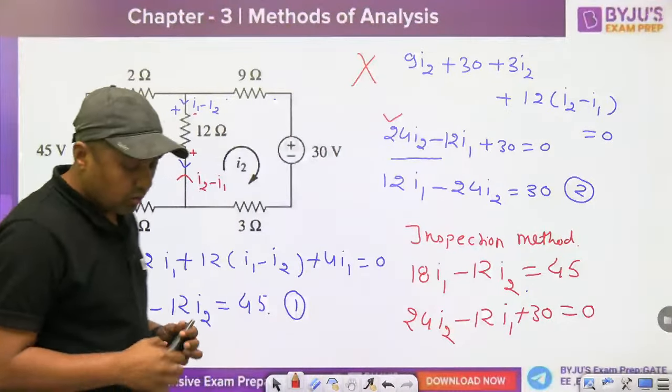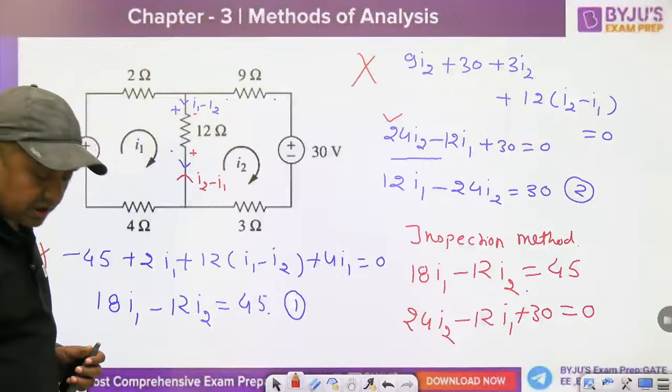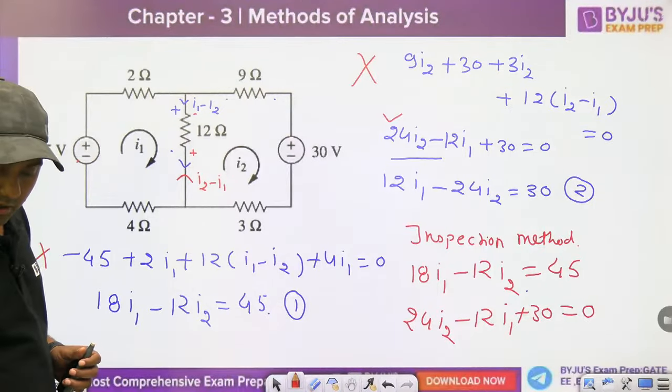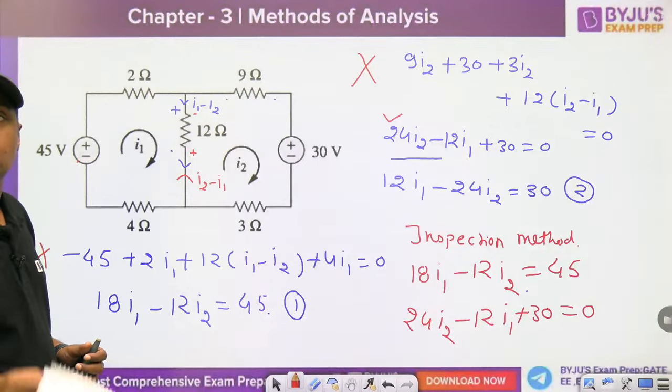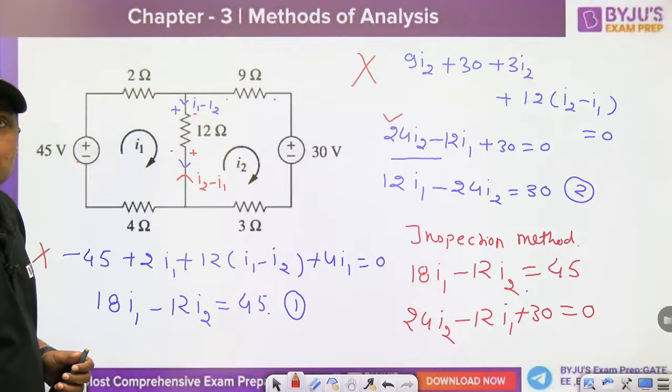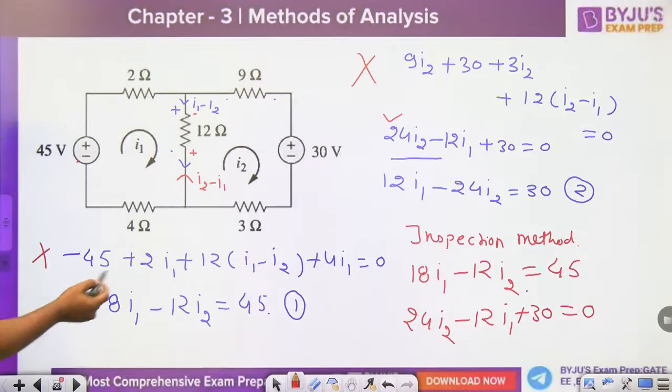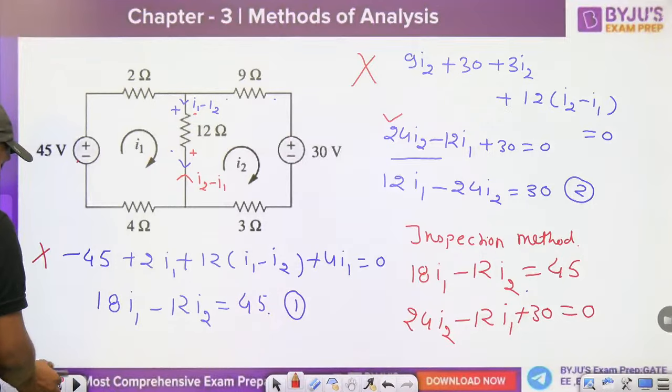Now, one student has given the answer. What is the answer given? 2.5 and 7.5 ampere. Okay, I will check. No. I will check that. Once you have got the equations, how can we solve this?